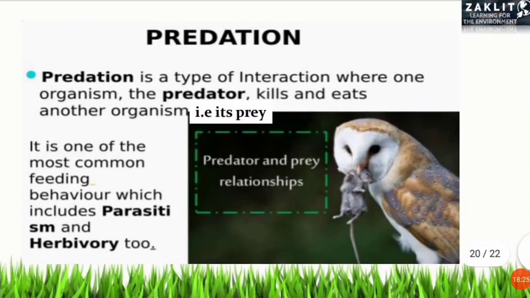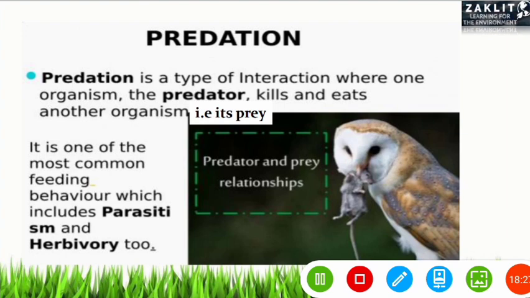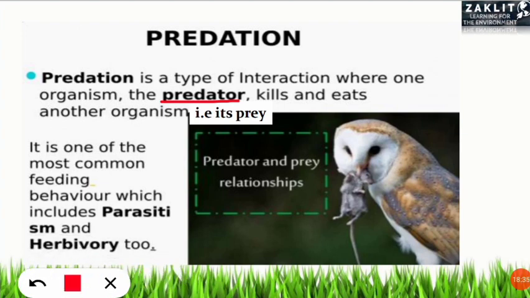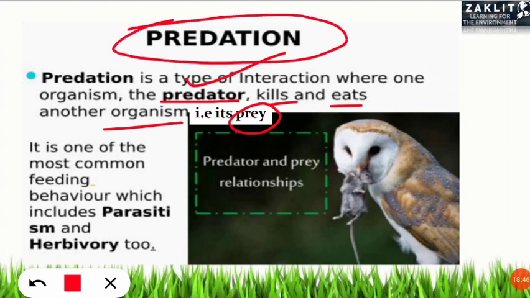Next thing is predation. Predation is a type of interaction where one organism, called the predator, which is having the higher standard, the powerful one, kills and eats another organism. The organism which is killed is known as prey, and the one who is killing is known as predator. So this kind of interaction is called predation. One has to kill that prey. It is one of the most common feeding behaviors, which also includes parasitism and herbivory.